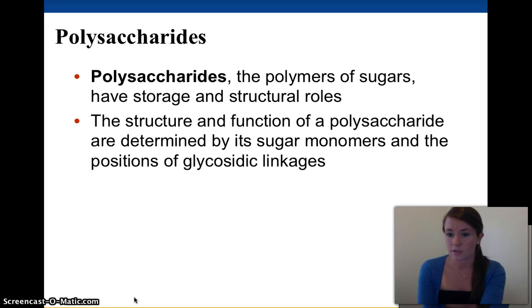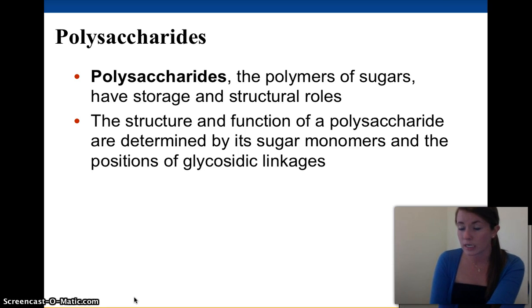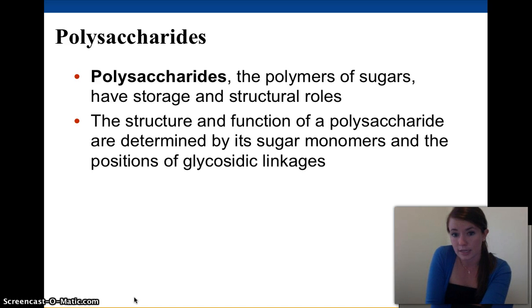And again, these have storage and structural roles. So we're going to use them to store energy and use them to build structures inside of living things. The structure and function of a polysaccharide are determined by its sugar monomers and the positions of glycosidic linkages. So basically, which kind of sugar are the monomers for this polymer? Is it glucose? Is it fructose? What is it? And how are they bonded together?